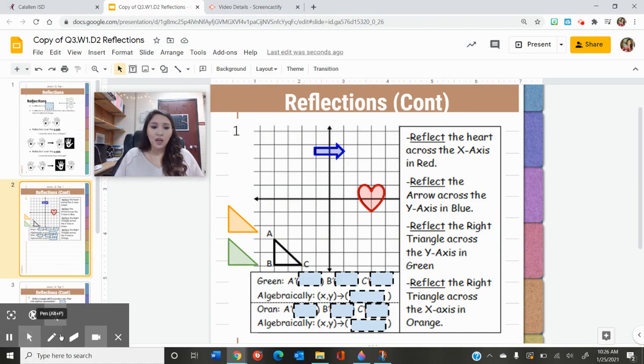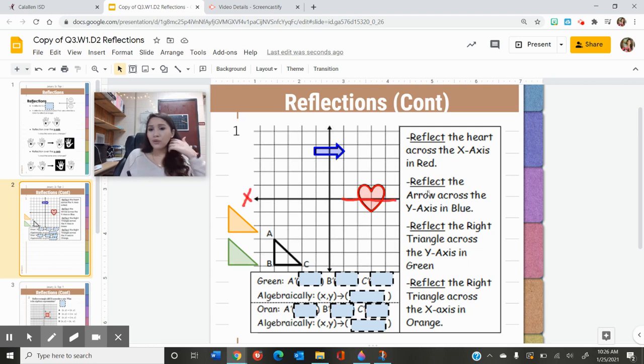Reflections, page 2. Okay, here it tells us reflect the heart across the x-axis in red. So if I'm reflecting across the x-axis in red, our x-axis is right here. Now, whenever we're reflecting this, what we want to do is position each point the same exact distance away from the x-axis whenever we flip it. So here we have our point here. So it's 1 away from the x-axis. So whenever we reflect it across the x-axis, it should also be 1 away on the other side. And that goes for every other point on that heart. So it should look something like this.